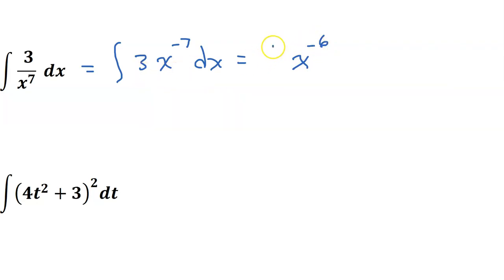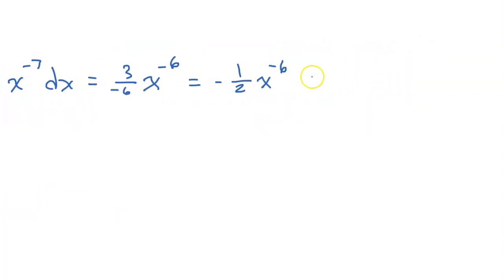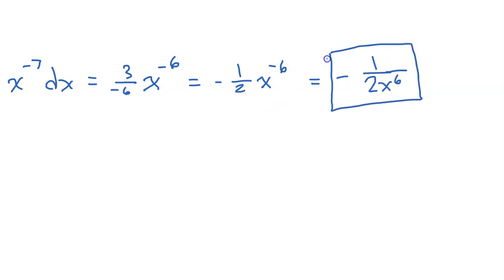So that would give us 3 over negative 6. So you could leave it like this, I guess, but most people would probably simplify this down to negative 1/2. And you could either write negative 1/2 x to the negative 6 power, or you might even go ahead and write negative 1 over 2 x to the 6th power. Any of these are fine, and I'm sure you could recognize any of these on a multiple choice question.